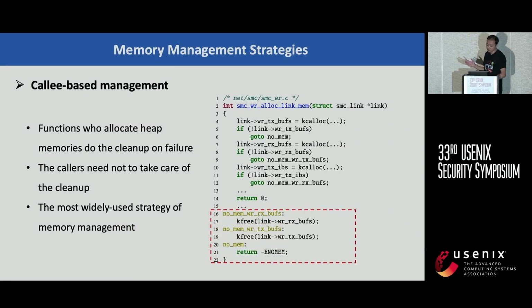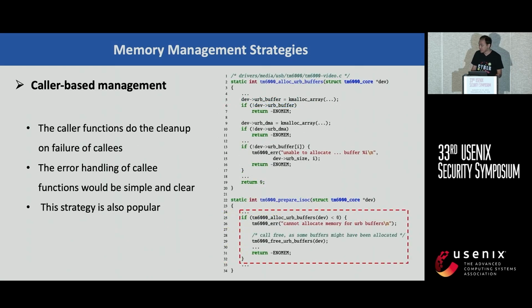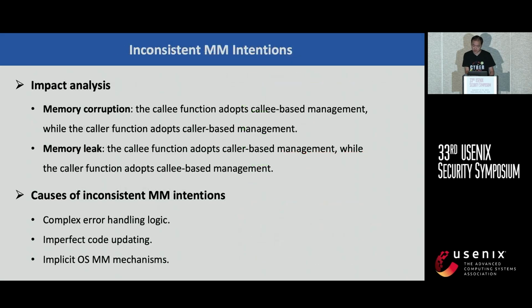And there are two types of memory management methods that are widely used in the Linux kernel. The first one is called callee-based management. It is the most common strategy, and it simply asks a function to release the memory object allocated by itself on its failure. And the caller doesn't need to take any further actions. The second strategy is caller-based management, where the release operation is left to the caller. Here we can see the caller calls a free function to revert the status changes, while the callee does nothing. This strategy is also popular in the Linux kernel.